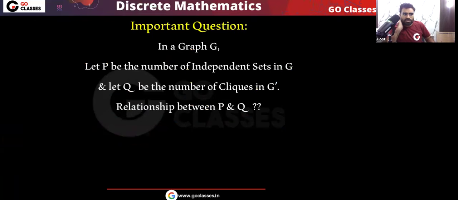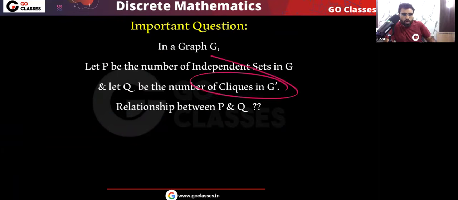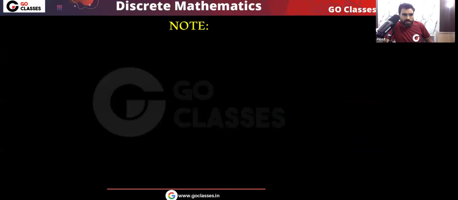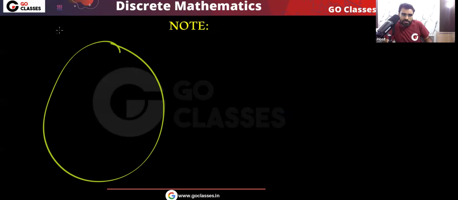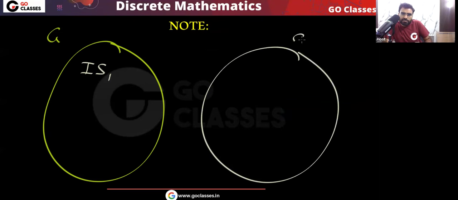So what will be the answer for this question? P is the number of independent sets in G, Q is the number of cliques in G complement. What is the relationship between P and Q? That also will be equal. Means P equal to Q. The reason is very simple, because in the graph G, this is your graph G. In this graph G, if you have some independent set, then there is a corresponding unique clique in G complement.